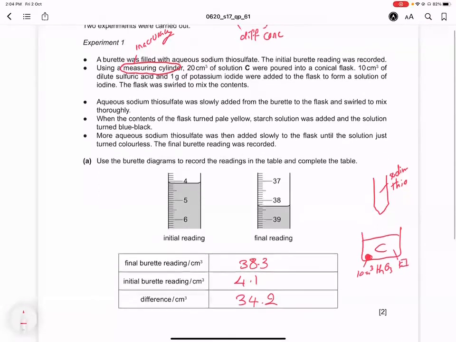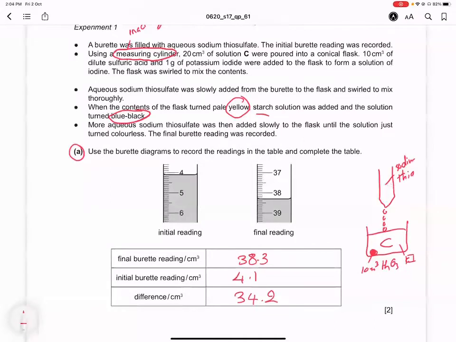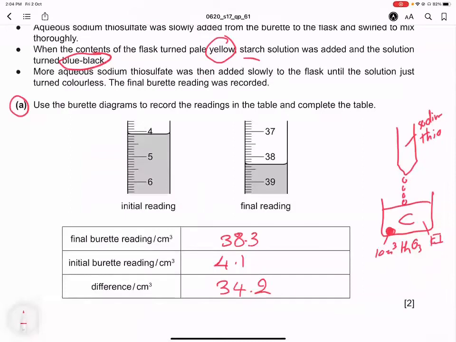Okay, he mixed the contents and he started to add the sodium thiosulfate slowly from the burette and swirl to make the contents mixed. When the solution turned pale yellow, he added something called starch solution, and it turned the whole mixture blue-black. Okay, and he's asking you to take the burette readings. Type the burette readings 38.3, 4.1, 34.2. That's the final, initial, and the difference.